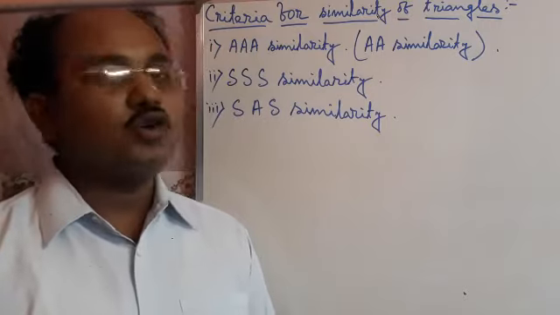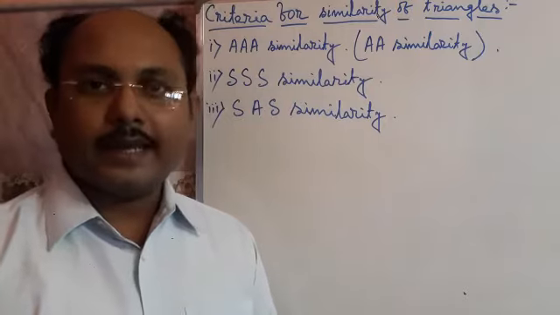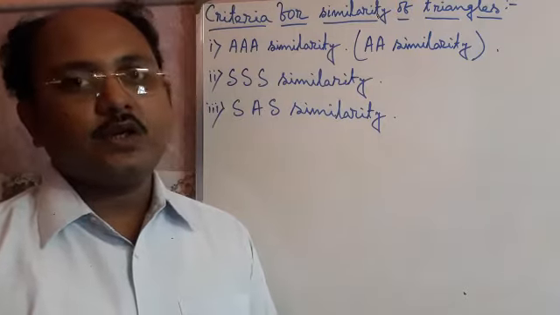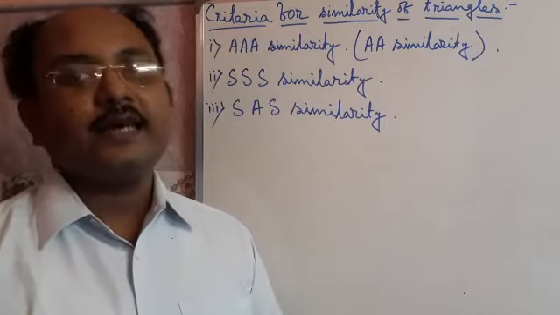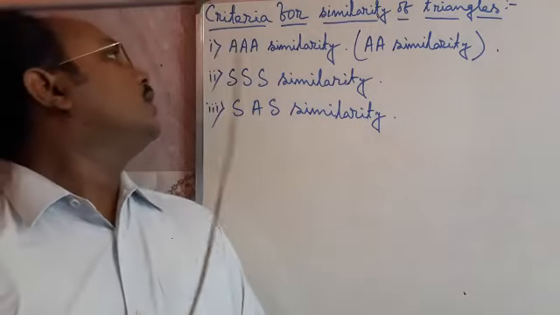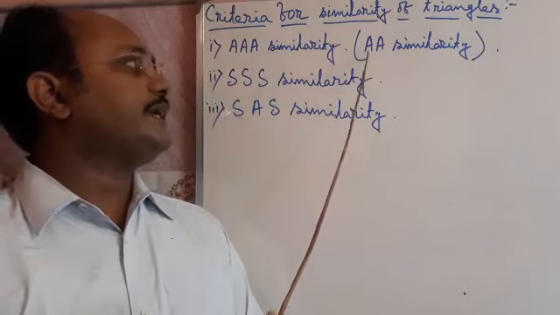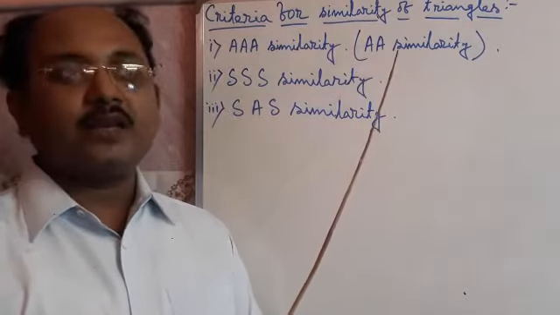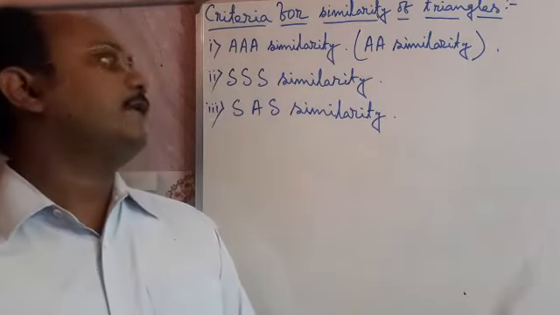Why? As we know, in both these triangles, the sum of three angles of a triangle is 180 degrees. So if two angles of a triangle are equal to another two angles, then it is obvious that the third angle will be equal. So in case of angle similarity, it is enough to check that two angles of a triangle are equal to the corresponding two angles of another triangle.